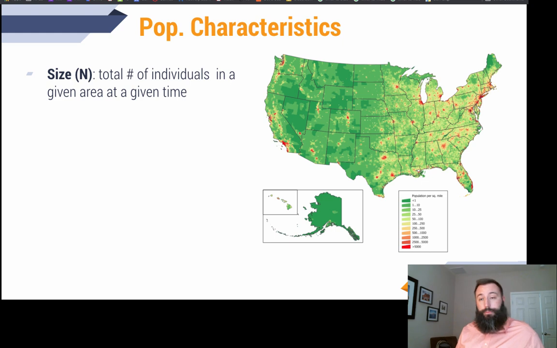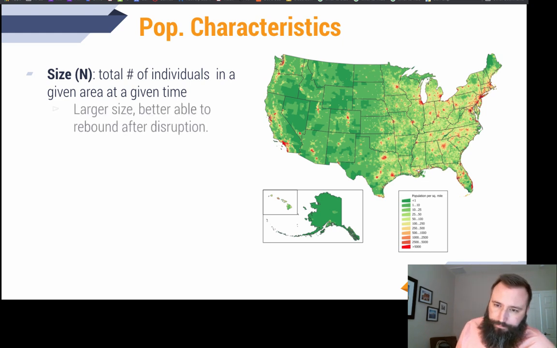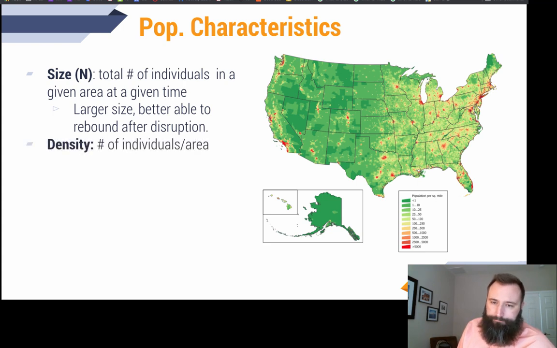One of the first population characteristics that we should know about is size. Size refers to the total number of individuals in a given area at a given time. And in equations having to deal with populations, size is denoted with the letter N. The larger the size of the population, the better that they'll be able to rebound after a disruption.